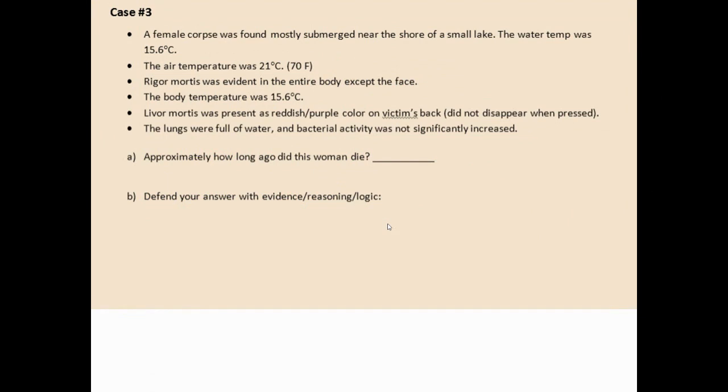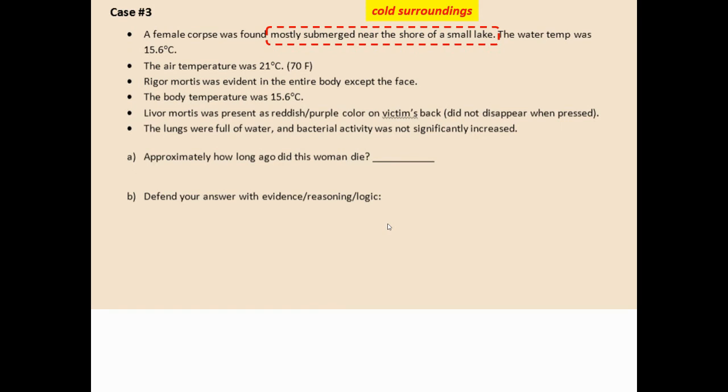Okay, case 3. We've got a female corpse found mostly submerged near the shore of a small lake. The water temperature is 15.6 degrees. That's pretty cool, so we're in very cold surroundings. That means we're going to make some estimates, then we're going to have to adjust them based on being in cold surroundings. Air temperature is 21 degrees. That's about room temperature, so that's not too hot, not too cold.